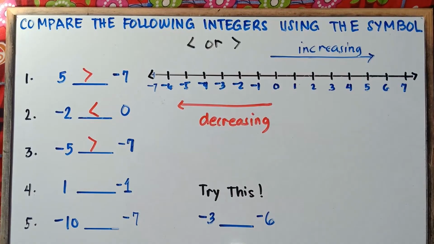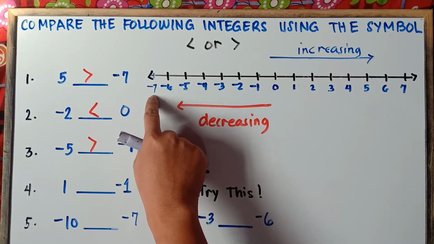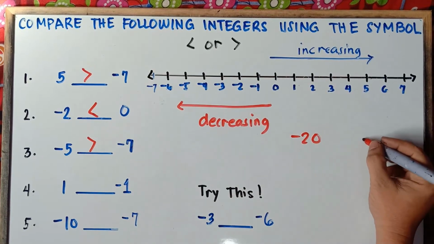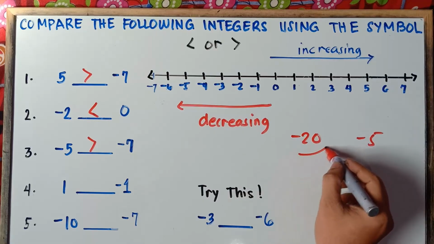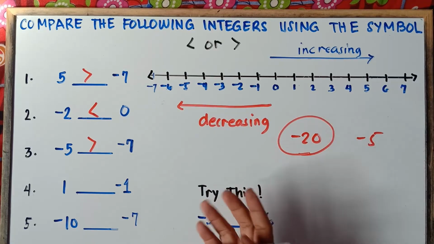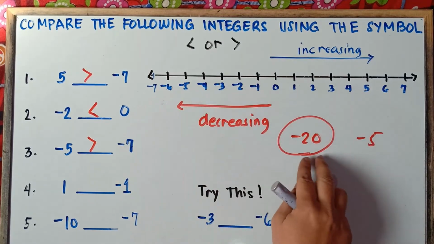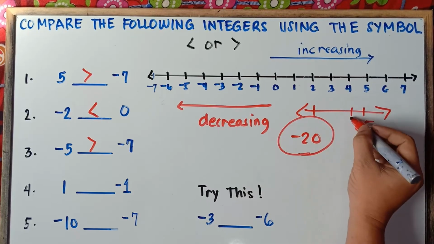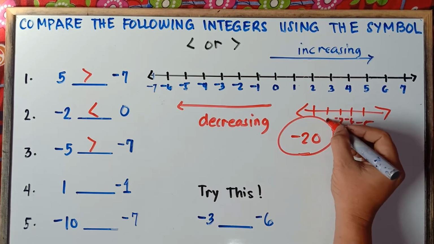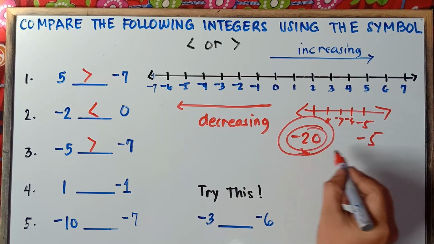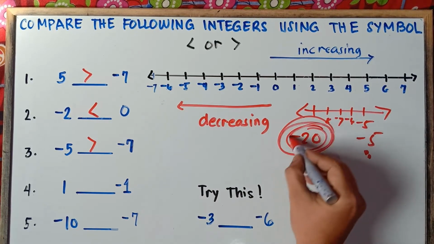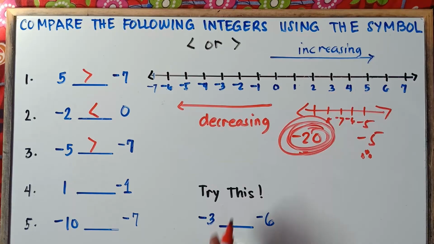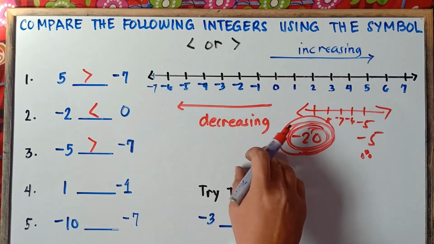Now remember this one, class: in negative numbers, the greater the number of negative, the lesser in value. Therefore, we can say that negative 20 is less than negative 5. Or you can think of it this way with regards to the number line. Negative 5 will be here, then negative 6, negative 7, negative 8 and so on, and negative 20 will be on the left of negative 5. Therefore, negative 20 is less than negative 5. That's the thing you need to remember, class: the numbers going to the left will be less than the numbers on the right.